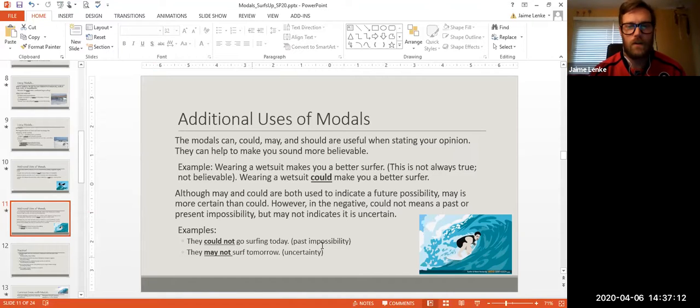And although may and could are both used to indicate a future possibility, may has a little bit more certainty to it. But in the negative, could not means a past or present impossibility. So for example, they could not go surfing today, or they could not go surfing yesterday. That means that you were unable to do that at all. But if I say you may not surf tomorrow, it's just saying that most likely you won't be able to. For all we know, maybe tomorrow we'll be able to go outside, right? So there's a little bit of uncertainty to that.